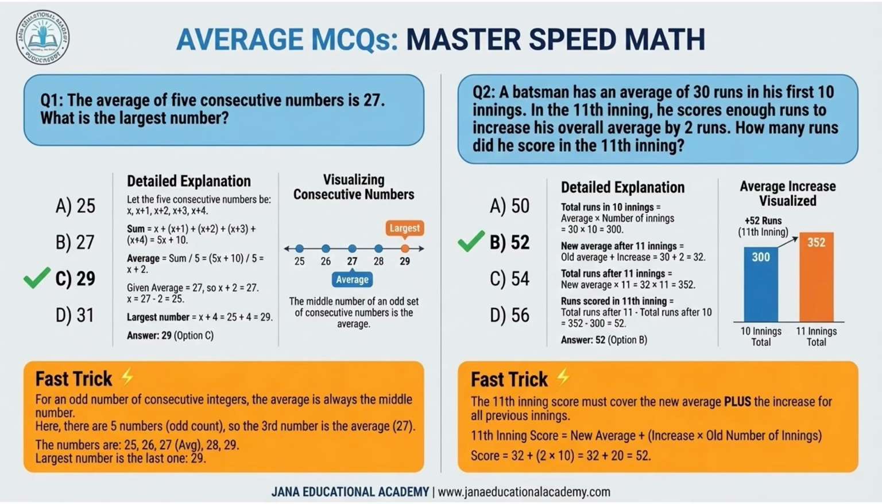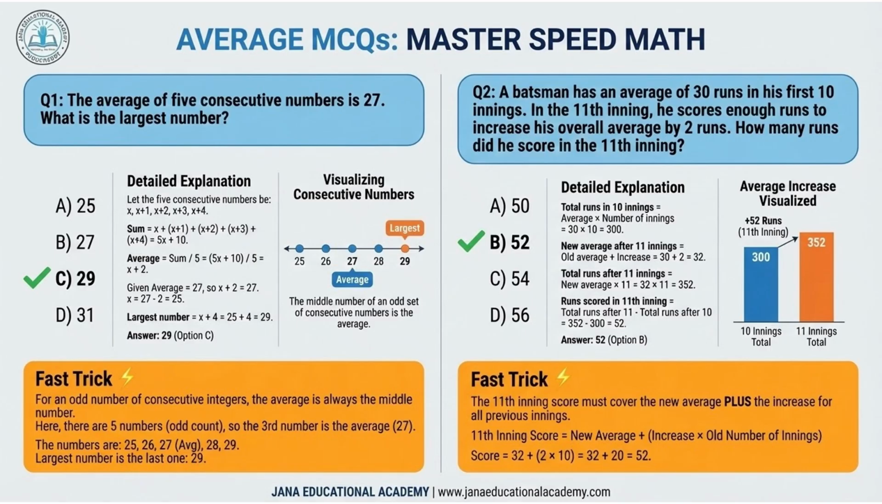This thing we already said in the discussion. The batsman has an average of 30 runs in his 10 innings. So 30 runs average means what? In the 10 innings he scored 300 runs, right? That is why each match is scored 30 plus, 30 runs as an average.